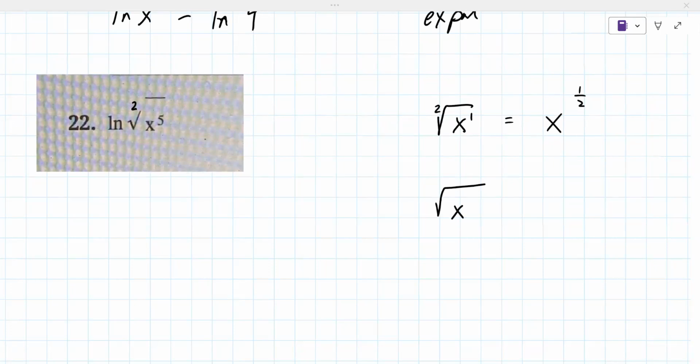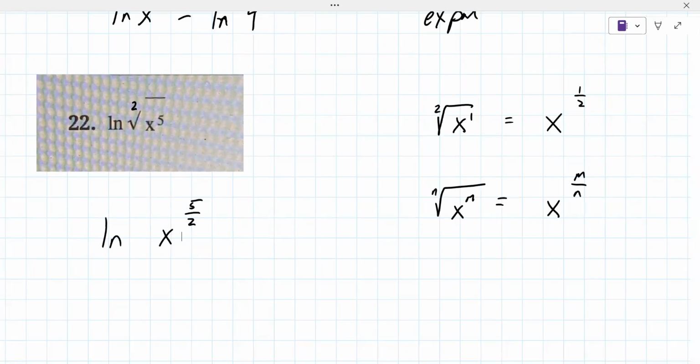More generally, let me see if this sheet has it. I always like using these reference sheets. Oh, it does have it. They use n and m, and so this becomes x to the m over n power. So in your problem, this is the natural log of x to the 5 over 2. It's better to do that.